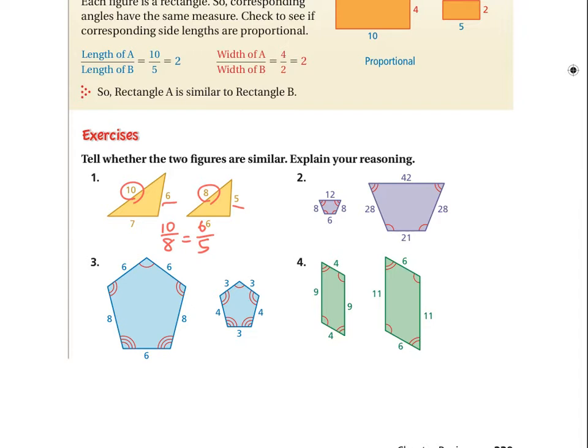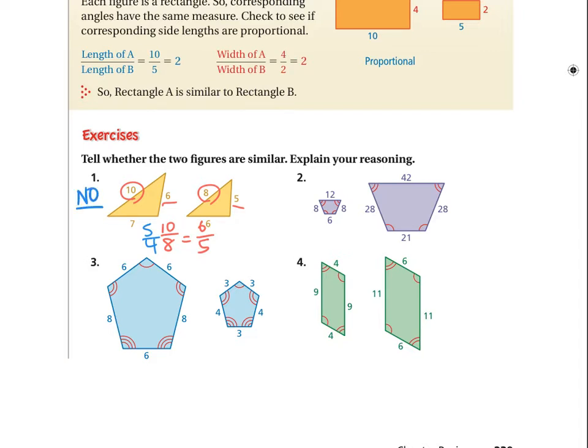In this case, I have 10 and 8, which I can simplify into 5 and 4. And I know that 5 over 4 is not going to be the same as 6 over 5 because when I cross multiply it's going to be 24 and 25. So the first question, they are not similar.